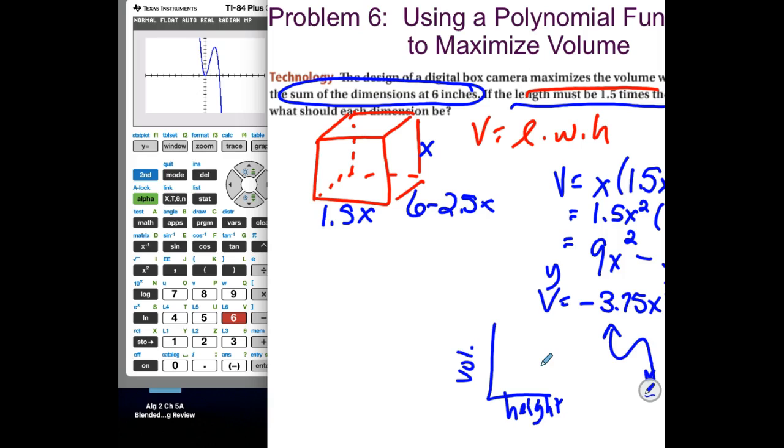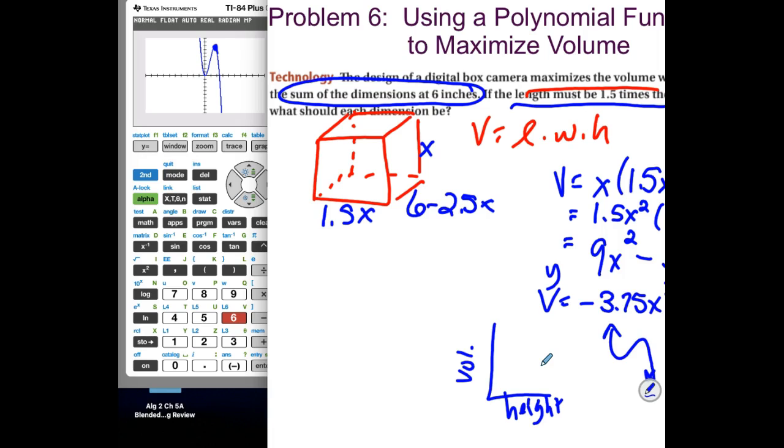Can the height of my box be negative? Can the volume of my box be negative? Then I don't need anything but quadrant 1. I'm just needing to look in quadrant 1 and say, where will I have the maximum volume? That means I have to find this point right here, right? That's in quadrant 1 where it's going to be its highest.